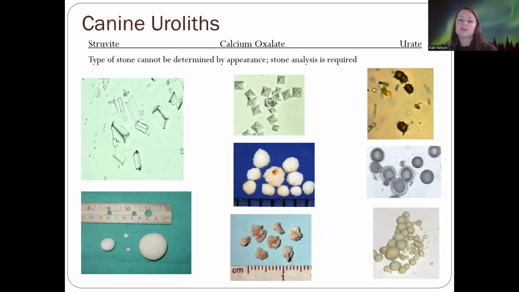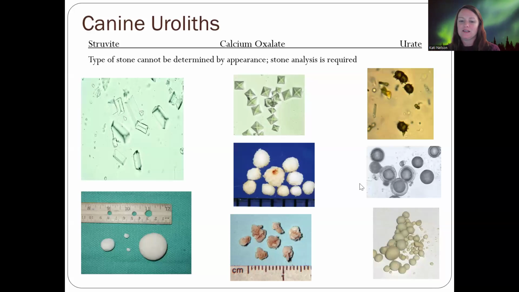So types of stones cannot be determined by appearance. We actually have to send them out. So we have that stone analysis, right? That we send. We just take the stone, we send it out. Some of them actually look very similar, so you can see why that can be a little concerning. That's kind of the biggest thing that you look for.